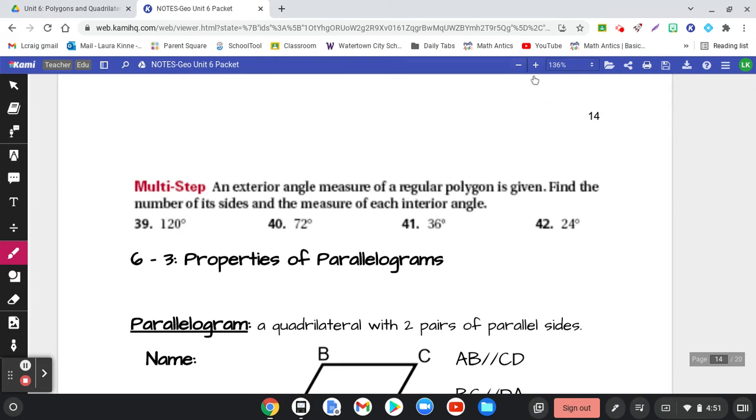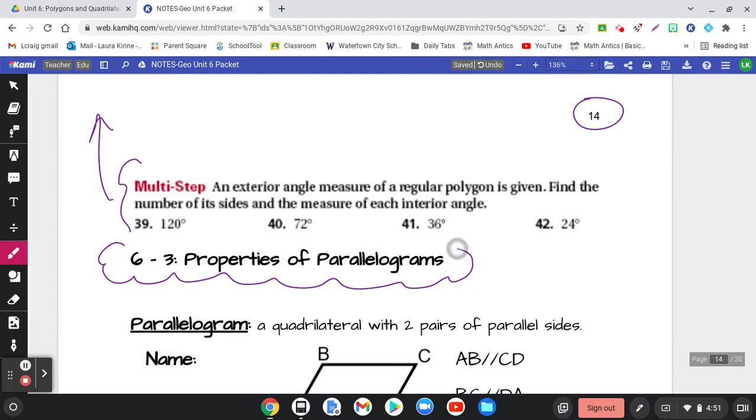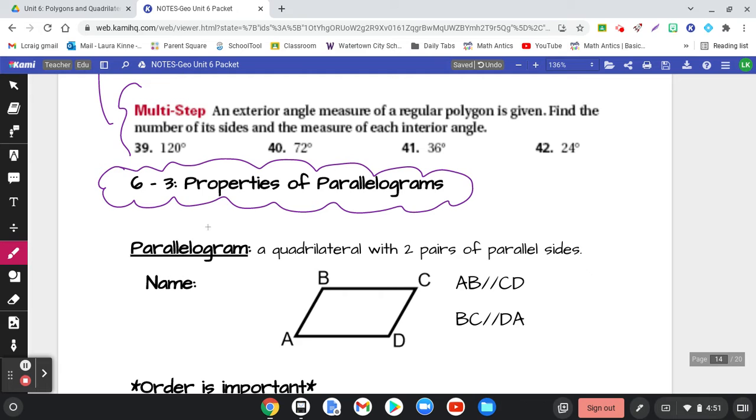All right, today we are starting on page 14 in your packet. Mine looks a little different from yours because this question kind of shifted down from the page above. So we are going to talk about properties of parallelograms. This is 6-3 again on page 14, and you'll be happy to know that this is your last note video of 2021. So yay, we're just about there.